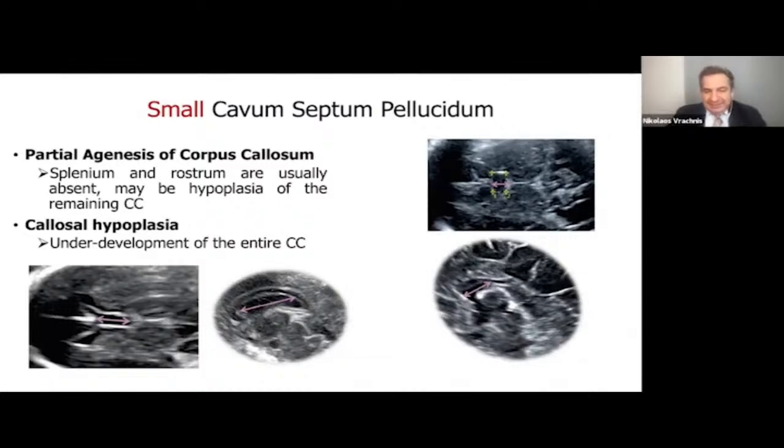So we can see examples here. Here we have a partial hypoplasia, because the posterior part is missing. While in other cases, the full corpus callosum may be small, so this may extend, but the size may be small on the anterior and posterior part of the corpus callosum. That's the difference between the partial agenesis of the corpus callosum and the callosal hypoplasia.